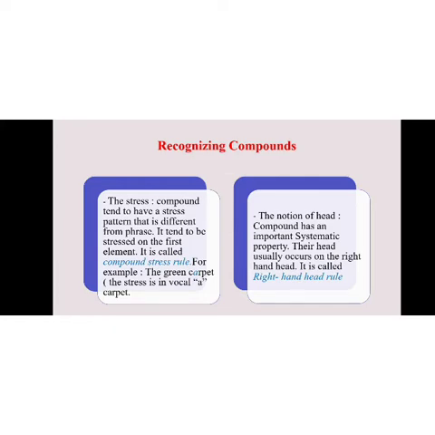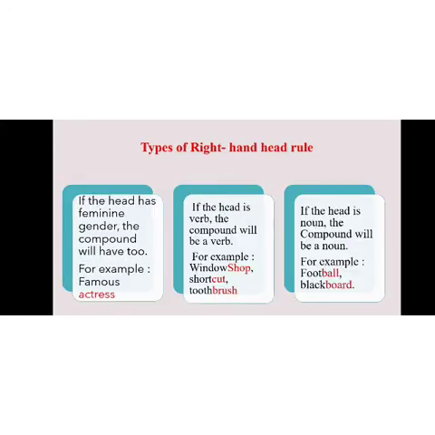The second is the notion of head. Compounds have an important systematic property, and their head usually occurs on the right-hand side. So that's why it's named the right-hand head rule. The right-hand head rule has three types. The first, when the head has feminine gender, for example, famous actress. So actress shows feminine gender in it.